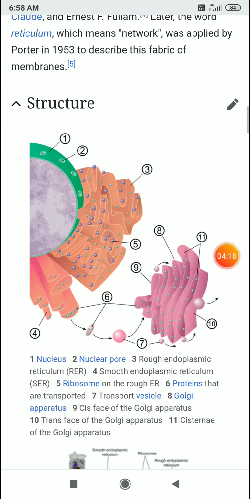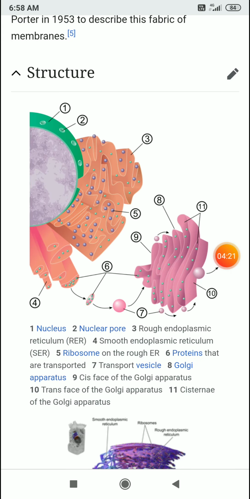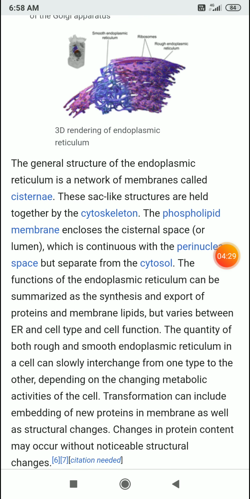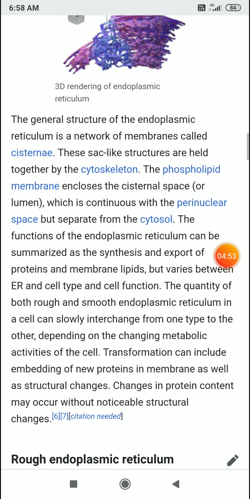Now we are going to see the structure of the endoplasmic reticulum. This is the structure of the endoplasmic reticulum. The general structure of the endoplasmic reticulum is a network of membranes called cisternae. These sac-like structures are held together by the cytoskeleton. The phospholipid membrane encloses the cisternal space, or lumen, which is continuous with the perinuclear space but separate from the cytosol.